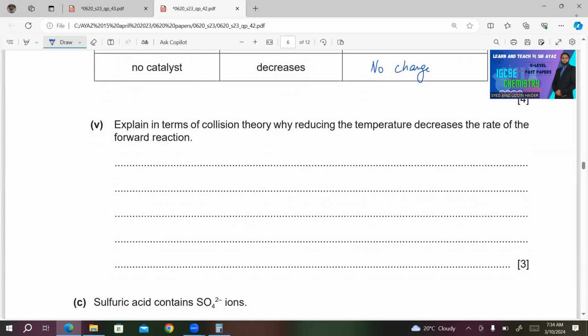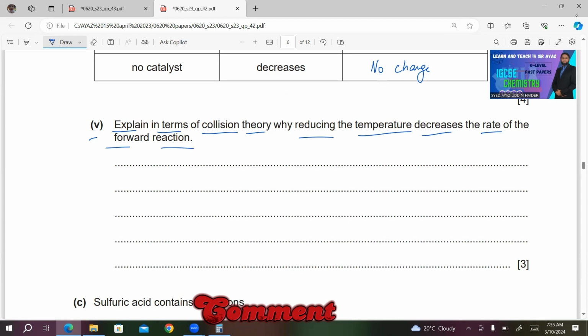Next part, number 5, explain in terms of collision theory why reducing the temperature decreases the rate of the forward reaction. So kinetic energy of the particle decreases, frequency of collisions between particles decreases, and you are having fewer particles having energy greater than or equal to activation energy. This is of 3 marks. So you have to write 3 statements.